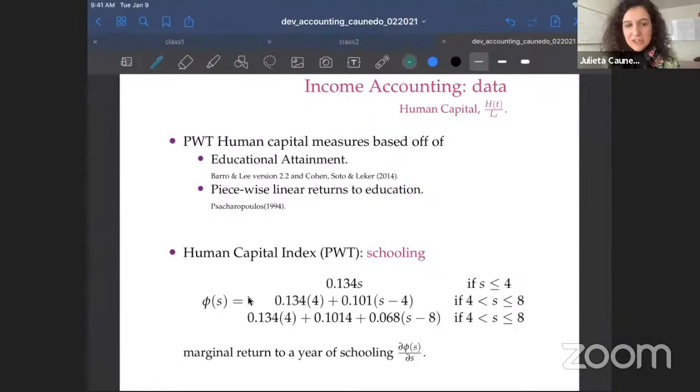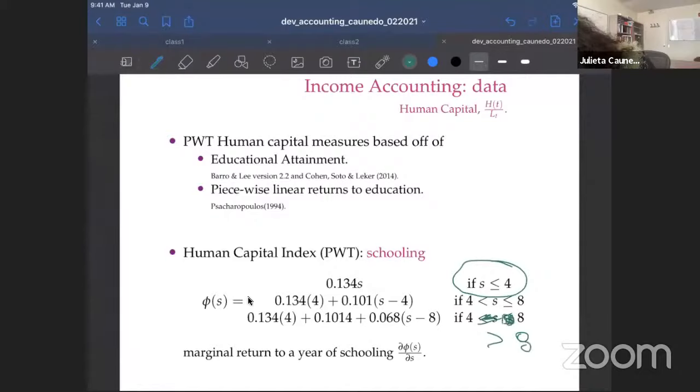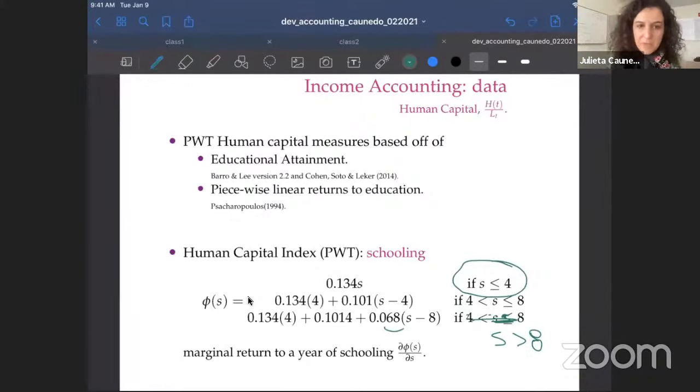Now the human capital index that they're gonna generate is gonna have this piecewise linear shape that is gonna say that for the first 4 years of schooling, each year is gonna increase your income by 13 percentage points. Then the next 4 to 8 years is gonna increase your income by 10%. And sorry, this is a typo. This should be larger than 8. Sorry, my handwriting is not best here. Let me just do this. So if S is larger than 8, then you're gonna get an additional, a marginal income of 7%, okay?